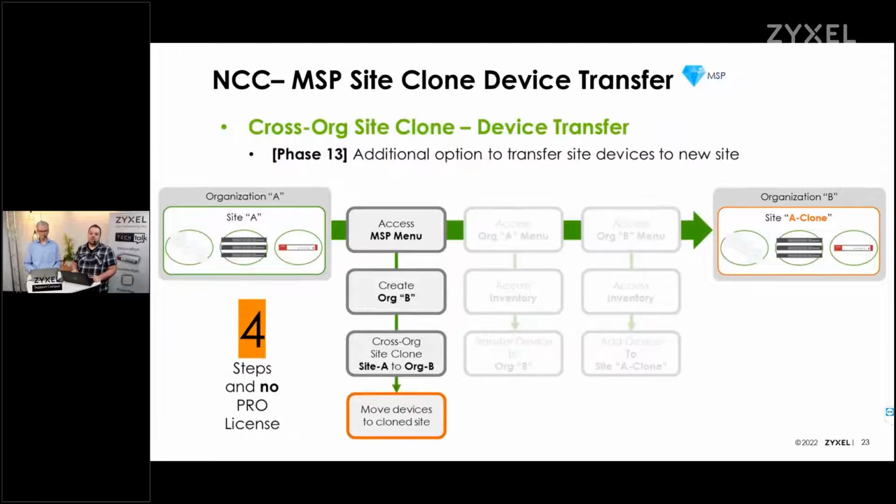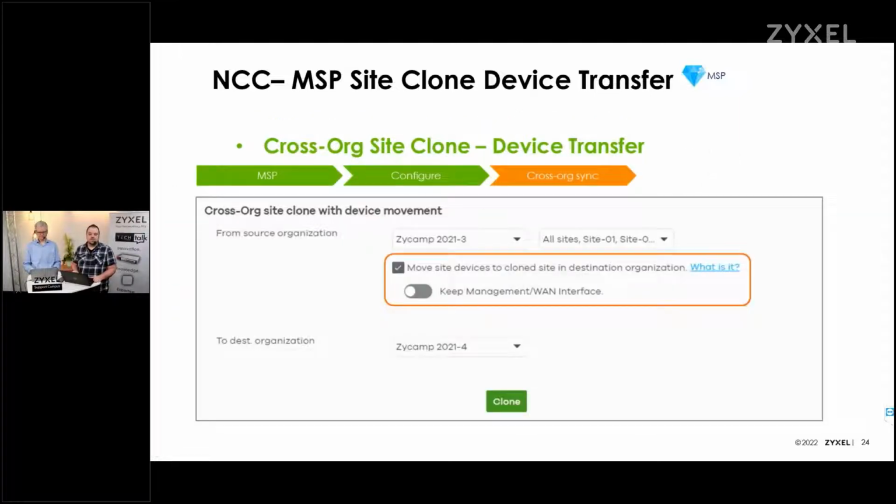And now in MSP pack, we are reducing this to 4 steps. So an MSP admin is just creating organization B and executes the site clone, and the site can easily move to organization B with 4 steps and even without a pro license. So only the MSP pack is needed for this kind of action. How this looks is quite easy. You're selecting the source organization, and if you want to move one site or all sites, you can select if you want to keep the interface settings for the uplink, and you select the destination organization, and then the site will be cloned in the backend with all information.